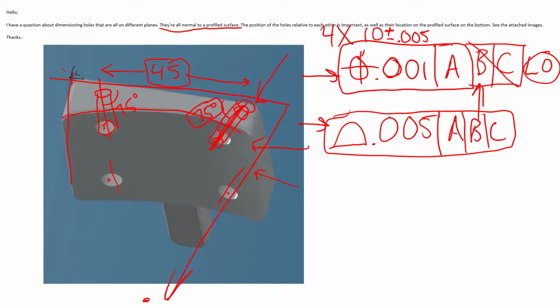The thing that makes this complex is not the GD&T. It's the fact that these holes are at a weird, awkward angle. Remember, if you weren't using GD&T, you'd still have to have these dimensions in there.